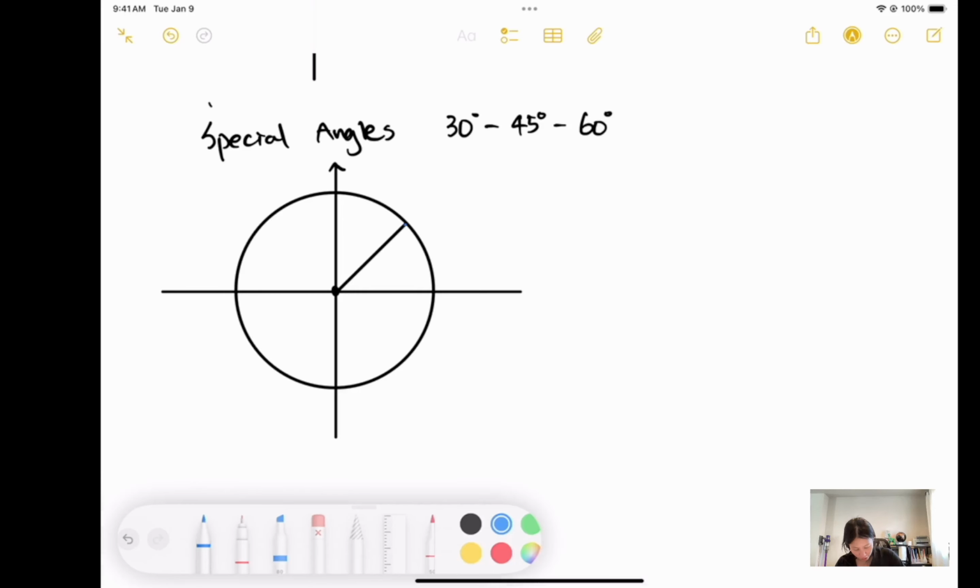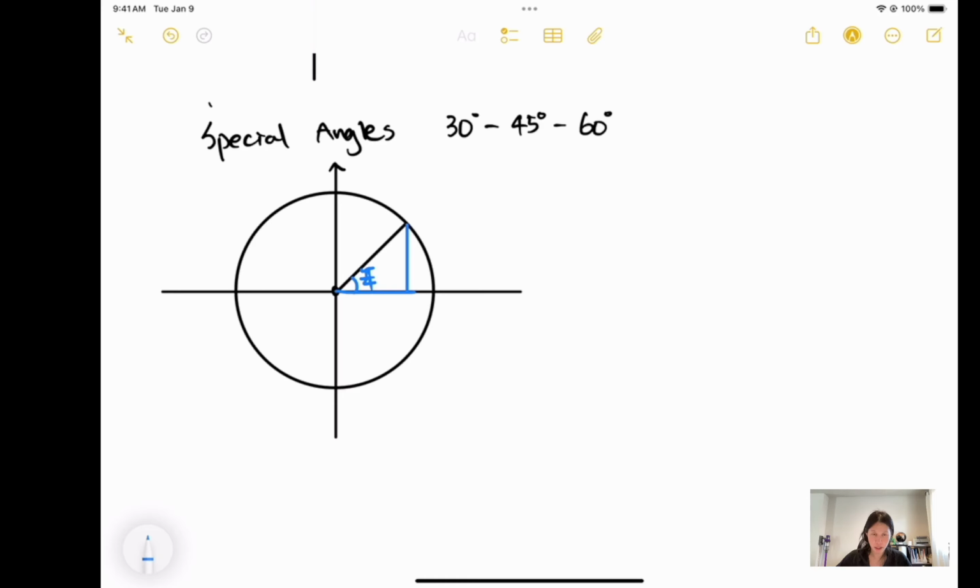Okay, in this triangle, I am telling you that this is 45 degrees, which is pi over 4. What happens if this is 45 degrees? If this is a 45 degree angle, that means this side is equal to this side. These two sides are equal.